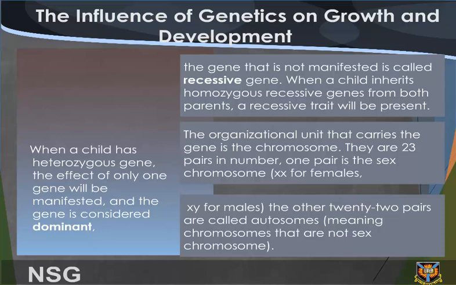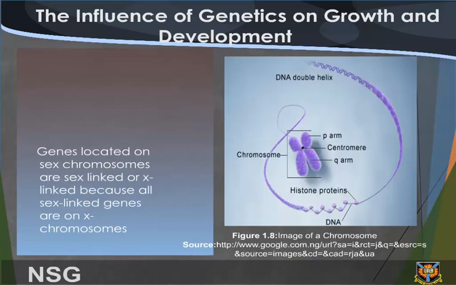The organizational unit that carries the gene is the chromosome. There are 23 pairs in number. One pair is the sex chromosome, XX for females, XY for males. The other 22 pairs are called autosomes, meaning chromosomes that are not sex chromosomes. Genes located on sex chromosomes are sex-linked or X-linked because all sex-linked genes are on the X chromosome.